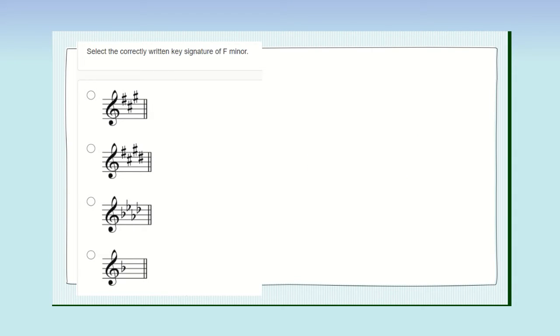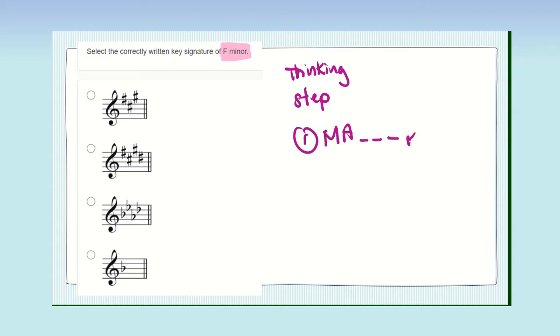Next, select the correctly written key signature of F minor. This is a little bit tricky. Why? Because we are working on minor. So the thinking step for this will be, every time when we have a minor, the first thing we have to do is we have to find the relative major. Go and find this so that this will give you the key signature.